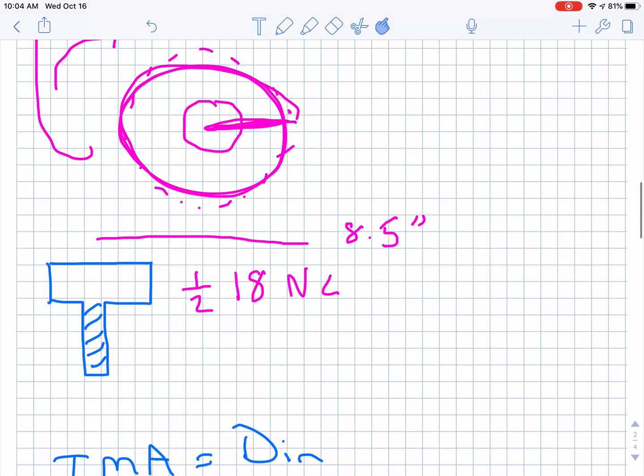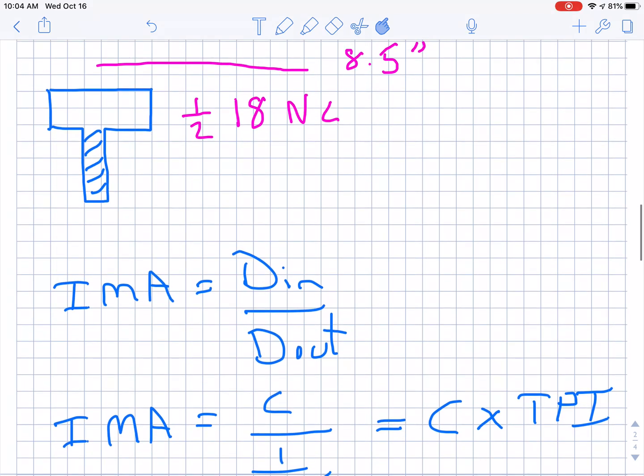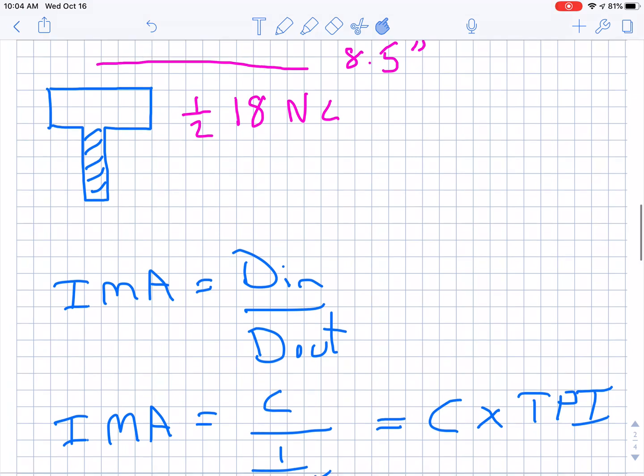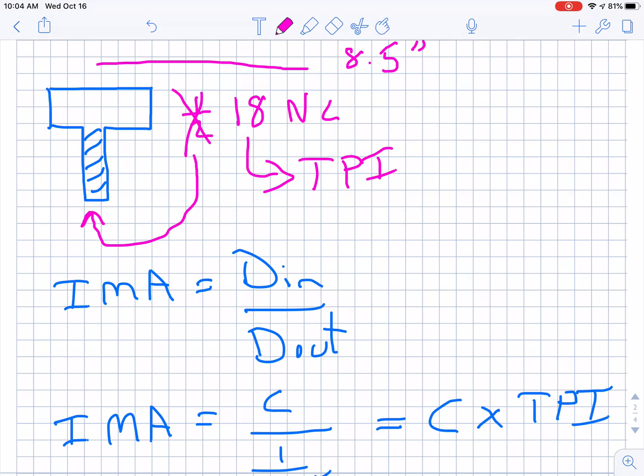Moving on. Here's an example question. Here's a wrench that's 8.5 inches long. And now let's talk about what all these numbers and letters mean. Half inch, the first set of numbers, whatever it is, ours happens to be half inch, is always the diameter of the threaded part of the bolt. And guess what? We don't care about it. It has nothing to do with the math we're about to do. 18 represents TPI, or threads per inch. It literally means how many threads are in an inch. If I were to measure an inch right here, we would count 18.